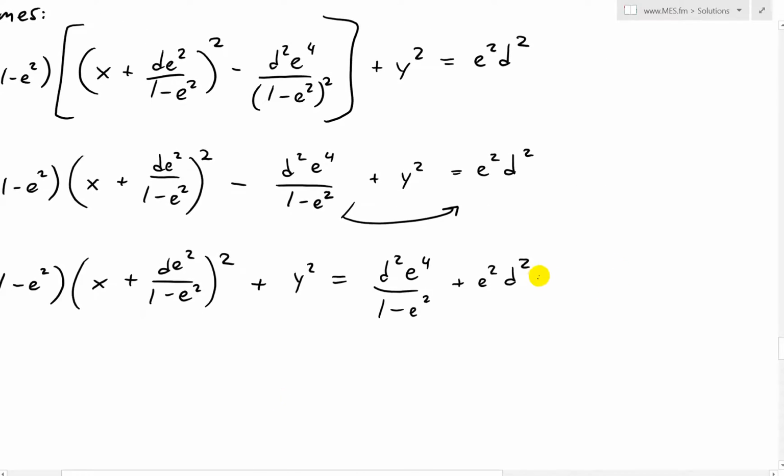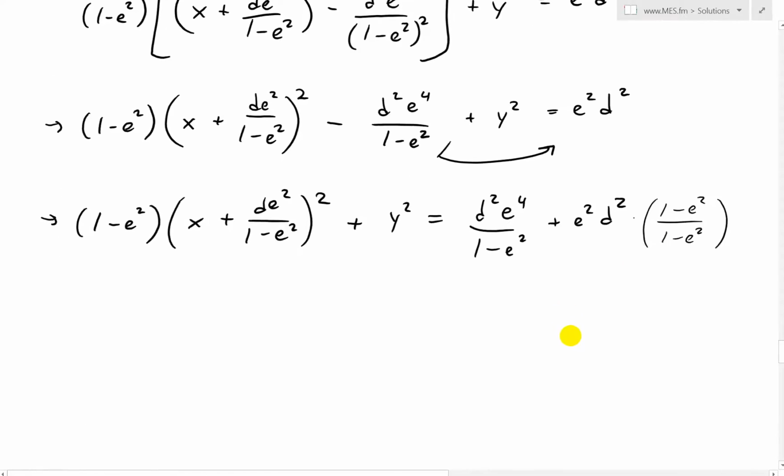So now what I'm going to do is multiply this side here. I'm just going to add these up quickly. So I'm going to multiply it by the common denominator, 1 minus e squared over 1 minus e squared, so we're not changing anything. And then multiply this out and have a common denominator.